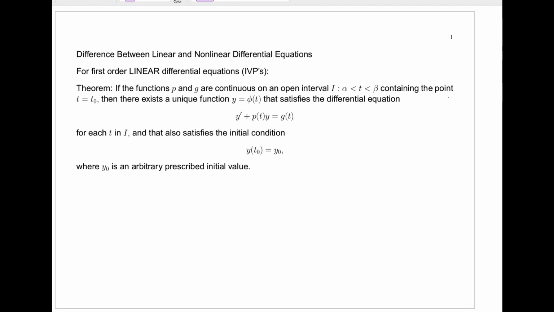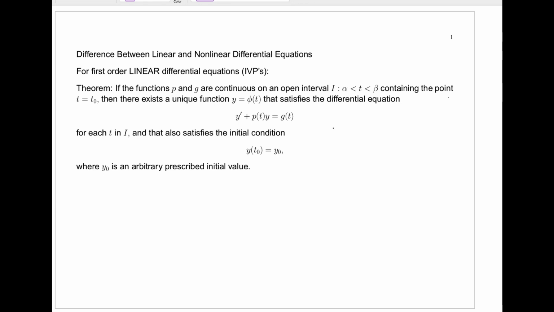Today we're going to talk about the difference between linear and nonlinear differential equations. On this slide, I presented the main existence and uniqueness theorem for first-order linear differential equations. A similar theorem we'll see exists for higher-order linear differential equations. So what does the theorem say?